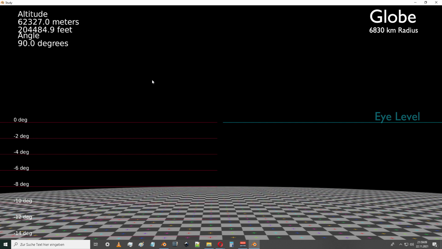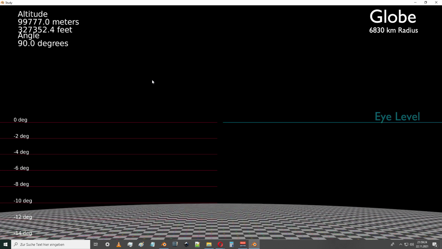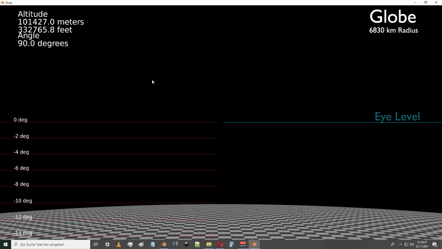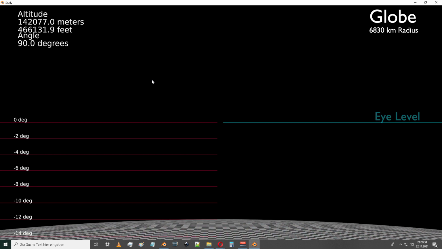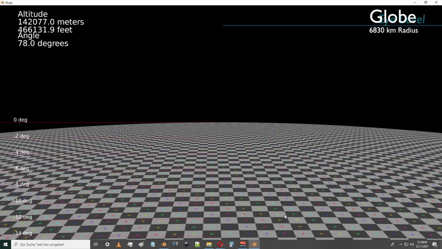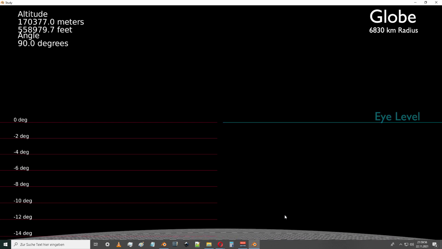Nearly 62,000, we're at 8 degrees. Let's go. 9 degrees at 80,000 meters height. 100,000. We are at minus 10 degrees. Minus 12 degrees, 142,000 meters. Curvature very well visible, and the eye level drop off is just insane already. So let's do this as long as we see it. So we got 13 degrees, it's 170,000 meters.